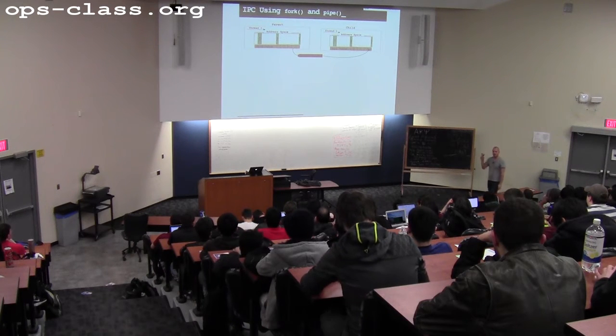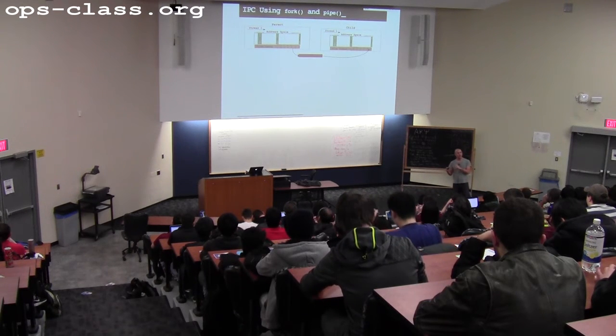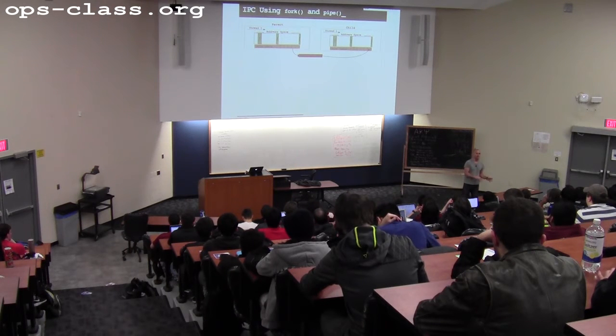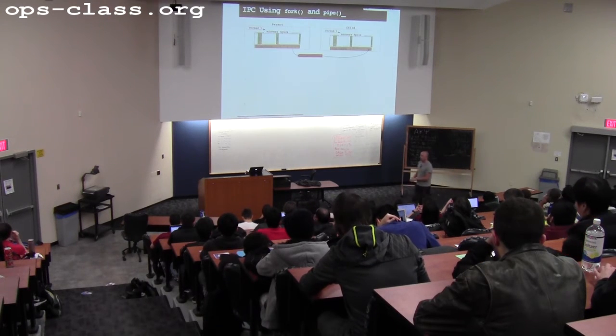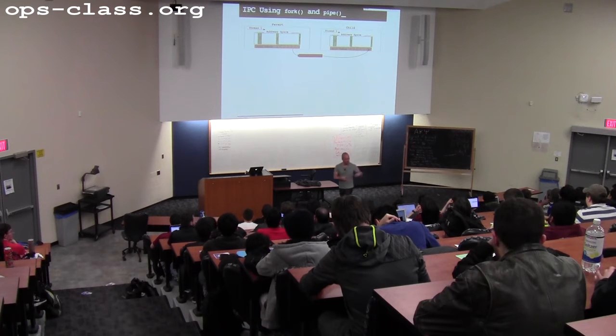So I have this nice anonymous buffer that the kernel is maintaining in memory that leads data from the parent to the child. Are there any questions about this? Yeah.